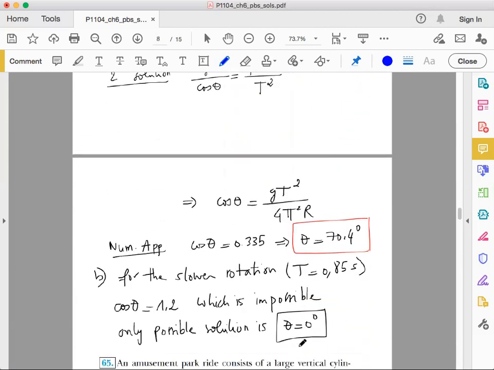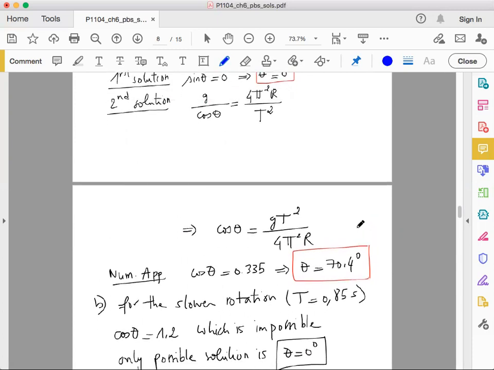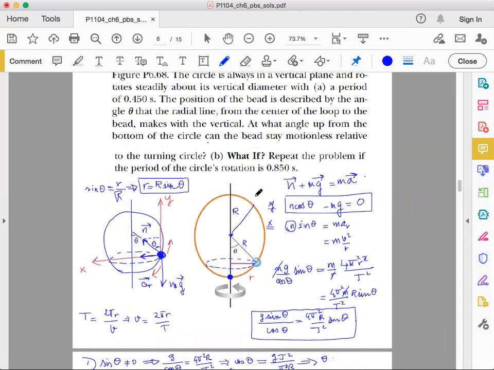Now let's see how much is the value of theta. The value of theta is 70.4 degrees. So in the case where T is equal to 0.45 seconds, you have two possible cases. If the bead stays at the bottom of the circular wire, it will remain motionless with respect to the turning wire. And the other option is that the bead could be at 70.4 degrees with respect to the lower position in here, and it will remain motionless as well with respect to the turning wire. So this is for the part A.